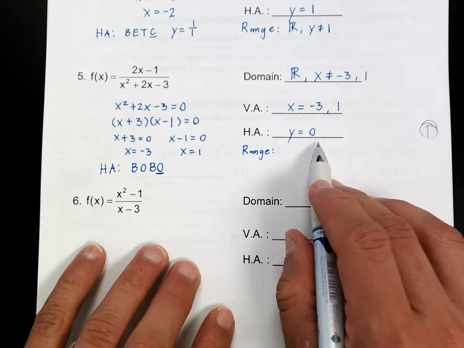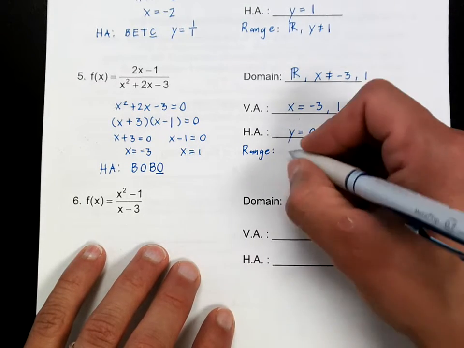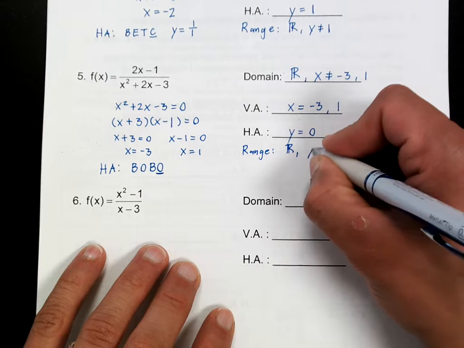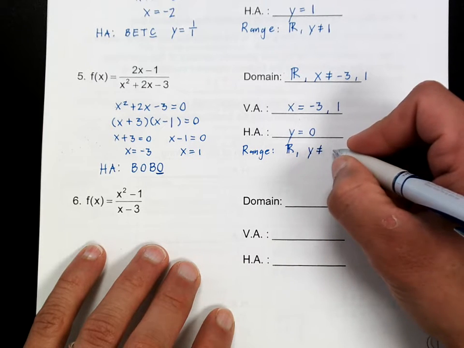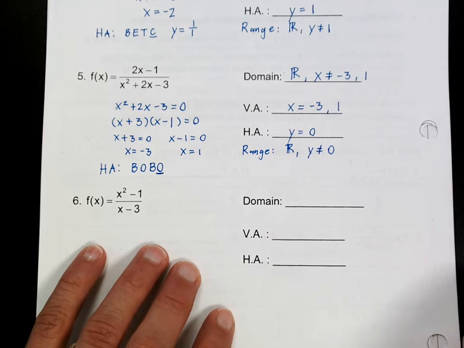All right, so make sure you look at the notes that I just gave you. Now the range, we're going to say the range is going to be all real numbers except for y cannot be equal to 0. Okay.